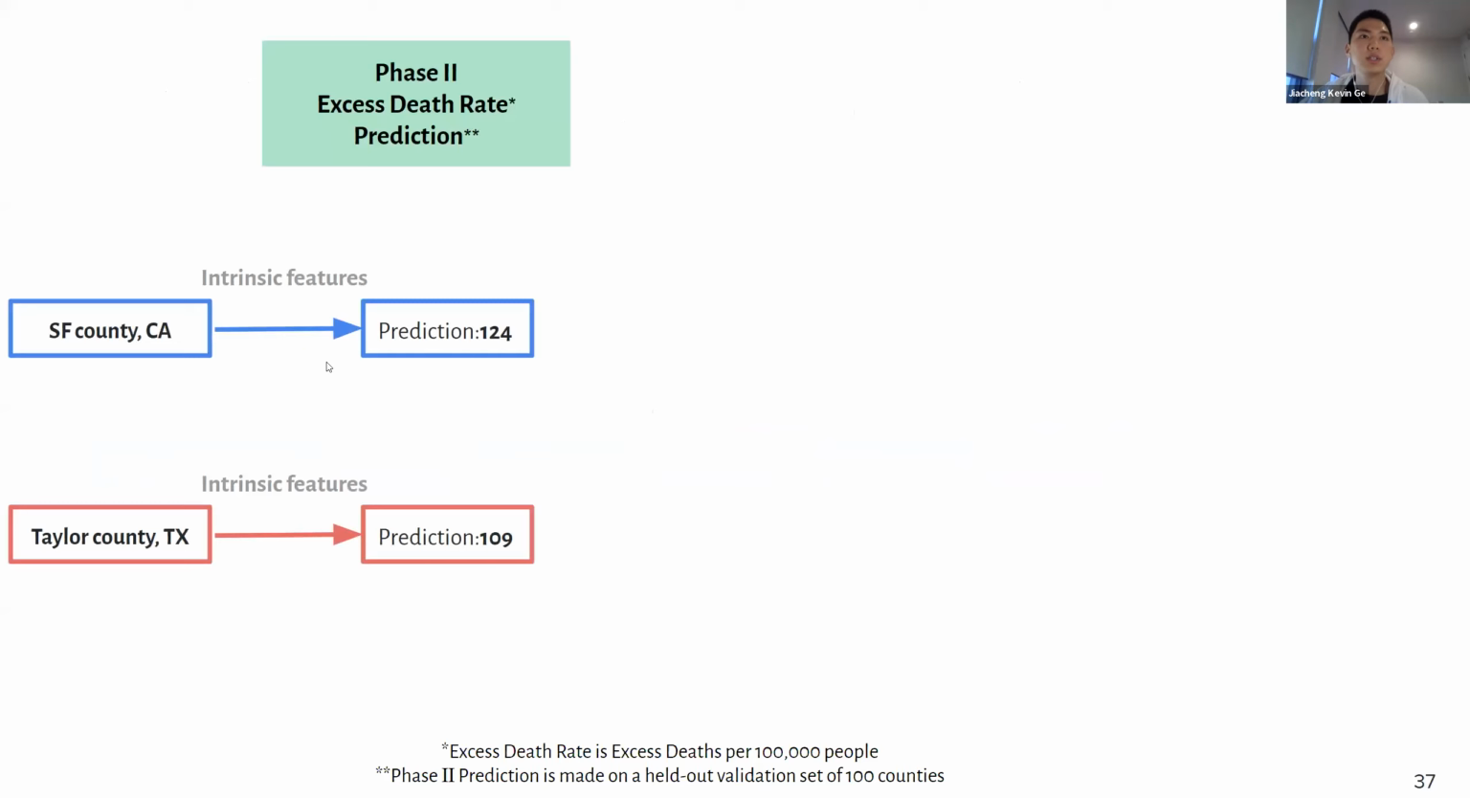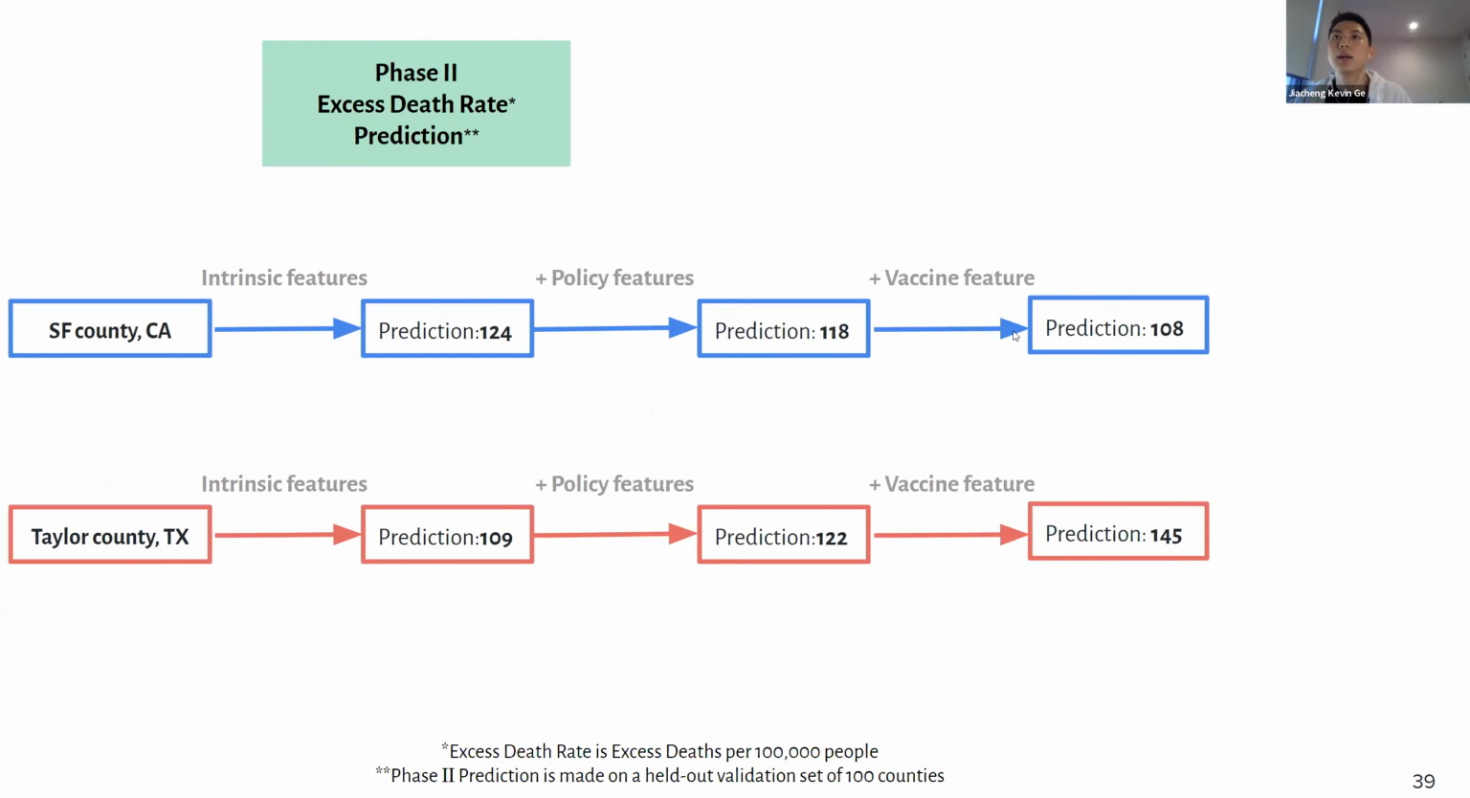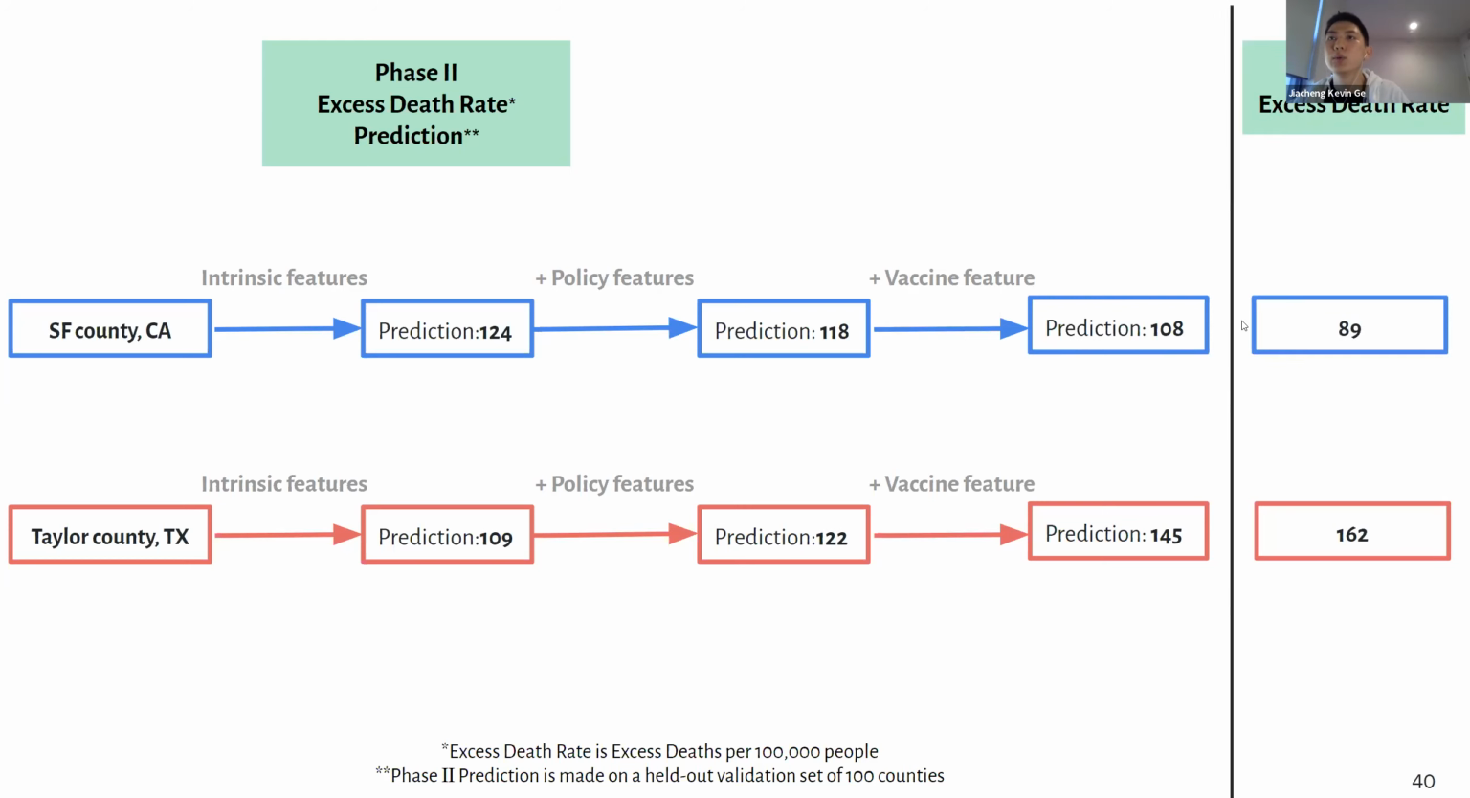With only intrinsic features, the prediction number for San Francisco is 124 and 109 for Taylor. After adding policy features, the predictions become 118 and 122. After adding the vaccination feature, the predictions become 108 and 145 respectively. And we are comparing them to the phase 1 excess death rate. And we can see that the prediction is getting closer to the phase 1 excess death rate.